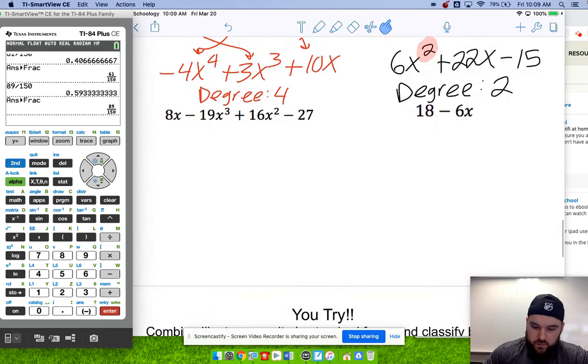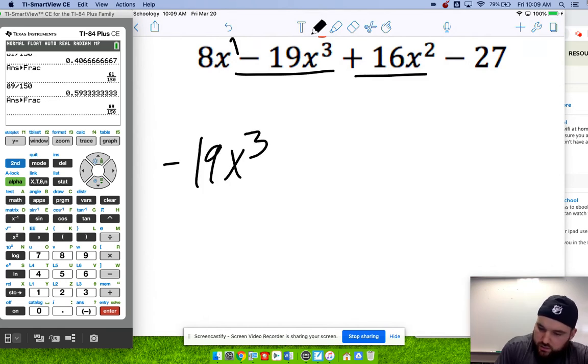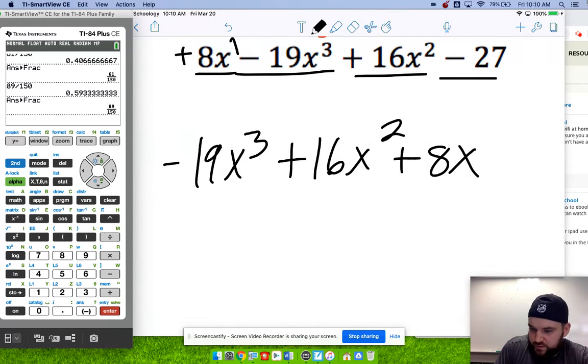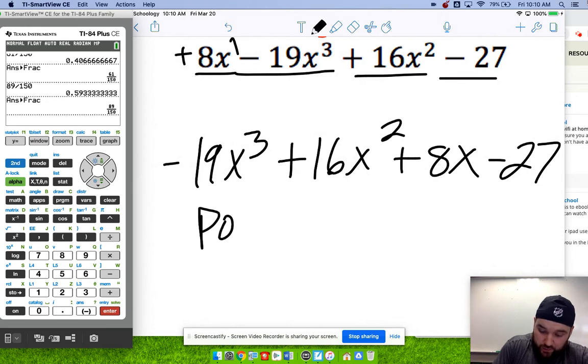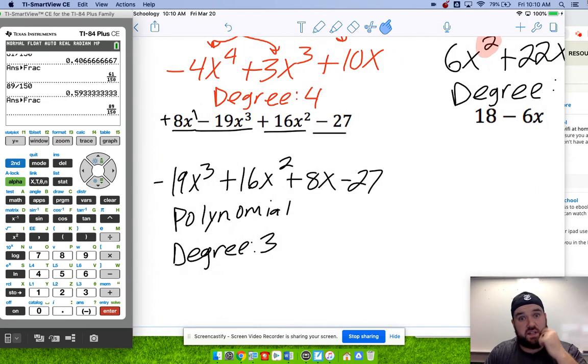Okay. Next one, we got 4 terms, power 1, power 3, power 2, and power 0. So that means I can't combine any of them. So negative 19x to the third plus 16x squared. Now, there's no plus sign here, but since I don't see a negative sign, I assume it's plus, and then minus 27. So I've rearranged. This is a polynomial because it has more than 3 terms. And the degree of this is 3 because that's the largest power I see in the problem.